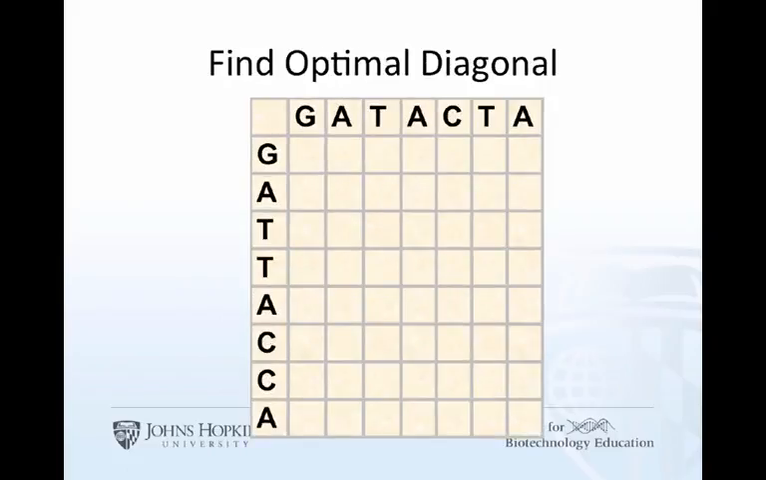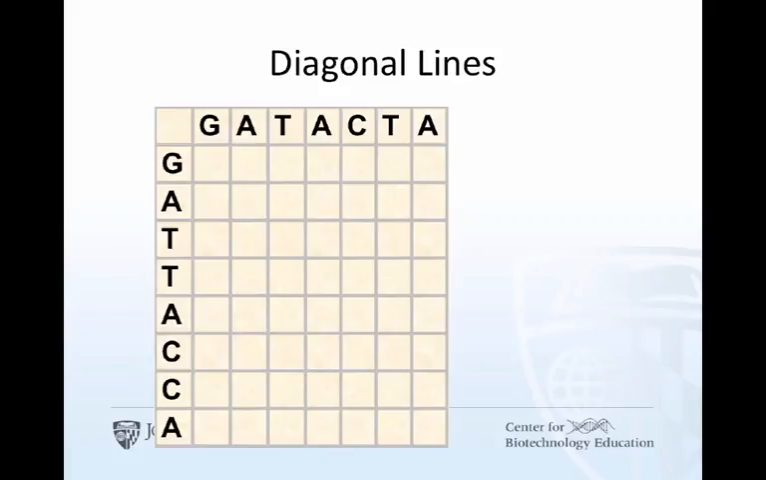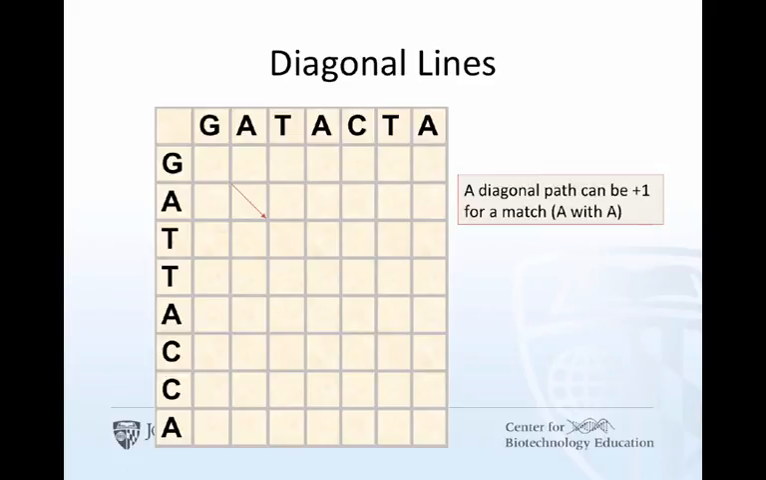And our goal is to find the best path, beginning in the upper left and ending in the lower right at the end of the sequence. First, we'll look at how diagonal lines score. A diagonal path can be a +1. You see the arrow is a match because it's an A to an A. Or -1 for a mismatch. That arrow is in the A to T region.